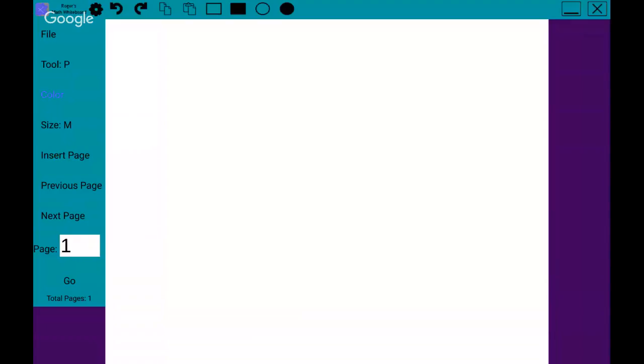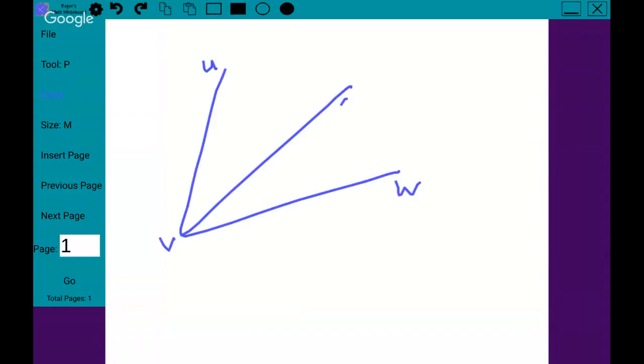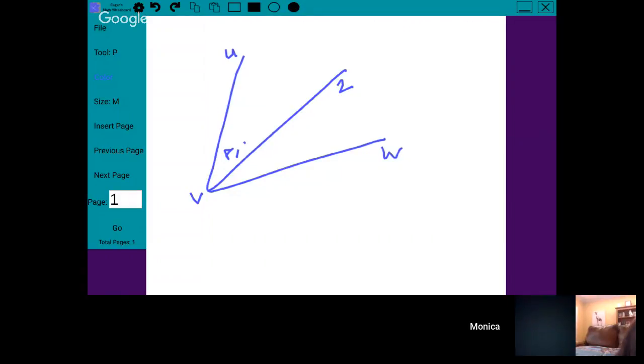Yeah. Okay. So the problem says ray VZ bisects angle UVW. So we have a picture here, and this is U, V, and W, and it's bisected by VZ. Angle UVZ is 81 degrees. And then find angle UVW, which is the whole thing.